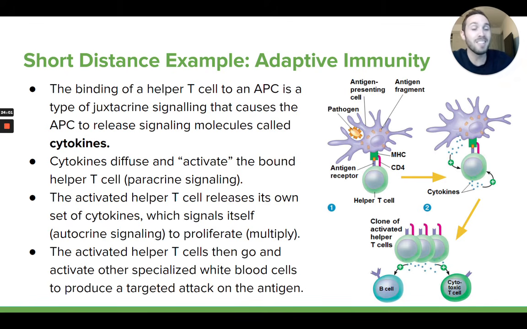But anyway, in this example, when this antigen presenting cell is activating this helper T cell, we actually have three types of cell signaling going on here. We have paracrine signaling taking place, and we have juxtacrine signaling. So through direct contact, there's something happening that causes these cytokines to be released, which can diffuse to this nearby helper T cell. That's paracrine signaling. And then you even have some autocrine signaling happening here with the helper T cell releasing its own cytokines, activating itself. And so you have juxtacrine, paracrine, and autocrine in this situation.